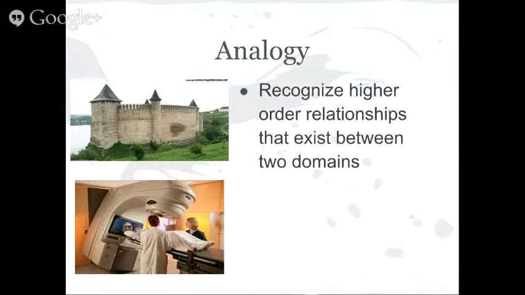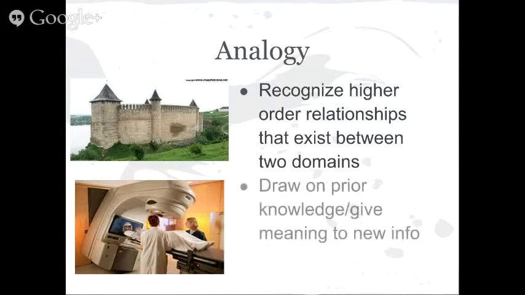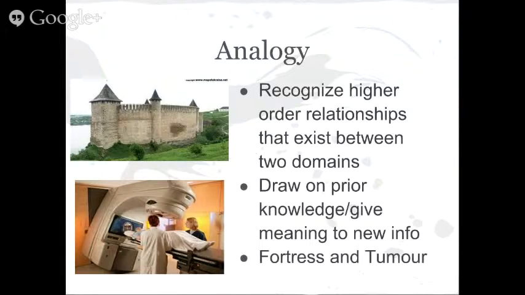Another way we can help students learn to transfer is through the use of analogy. The benefit of analogy is that it helps students recognize the higher order relationships that exist between two domains. It helps them draw on prior knowledge, something that they understood really well, and then link that to the new information. So it's helping them give meaning to that new information. There's a really great example of this. If you Google the fortress and tumor problem, there's a problem that was given to a bunch of med students during a research study, and it's a really interesting example of how this works. There's not much time to talk about it here, but I definitely suggest checking it out.